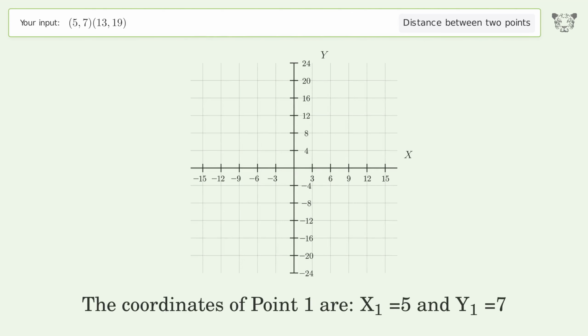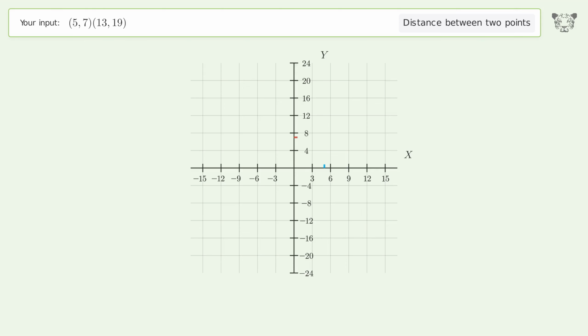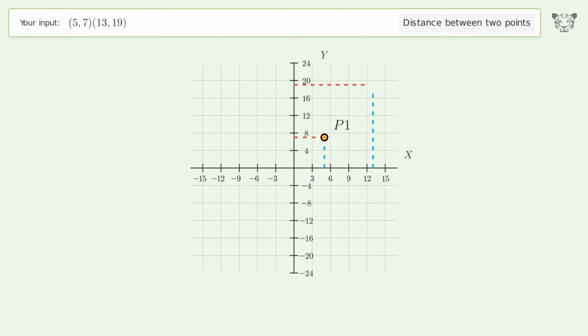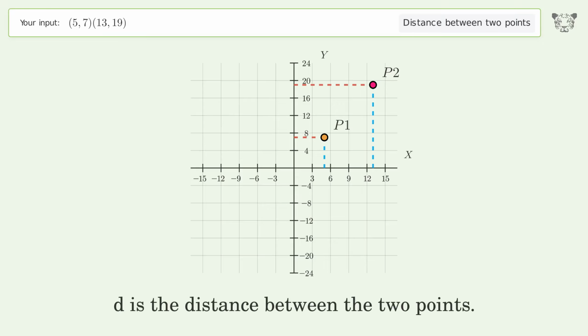The coordinates of point 1 are x1 equals 5 and y1 equals 7. The coordinates of point 2 are x2 equals 13 and y2 equals 19. D is the distance between the 2 points.